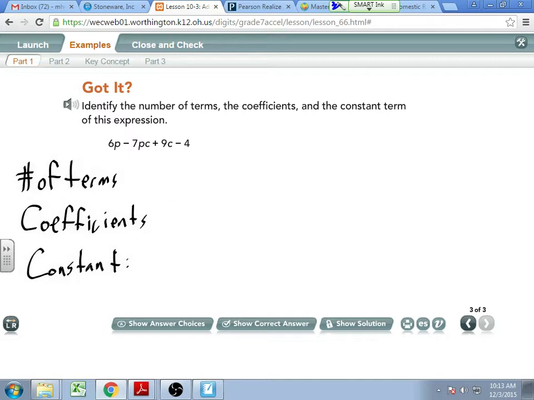All right, terms. We have 1, 2. Wait, can a constant be negative? You can add a negative, but a positive value cannot be a negative value.